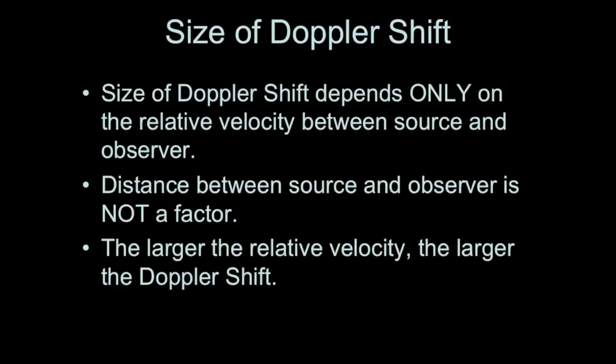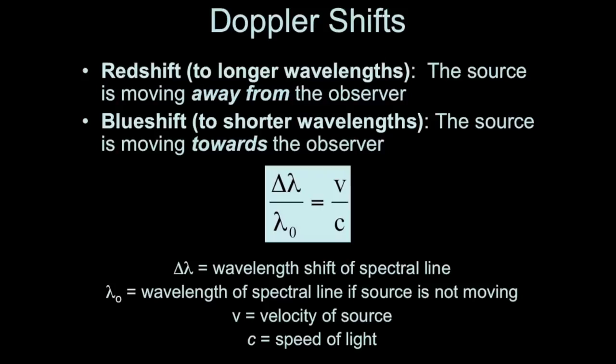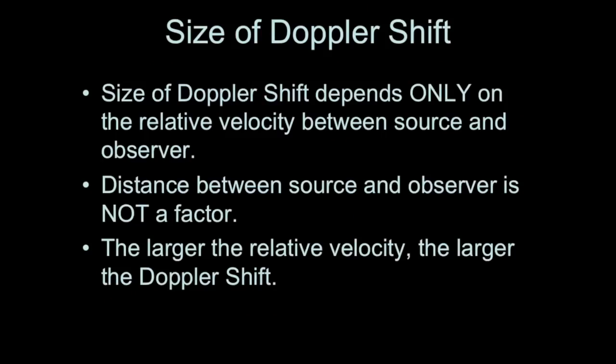So the size of a Doppler shift depends only on the relative velocity between the source and the observer. If we look back at this mathematical relationship, you'll see that there's no d for distance here. It doesn't matter how far away the object is. The only thing that matters is the relative velocity between the source and the observer. And so distance is not a factor. So the distance between the source and the observer is not going to affect the size of the Doppler shift. So the larger the relative velocity, the larger the Doppler shift.